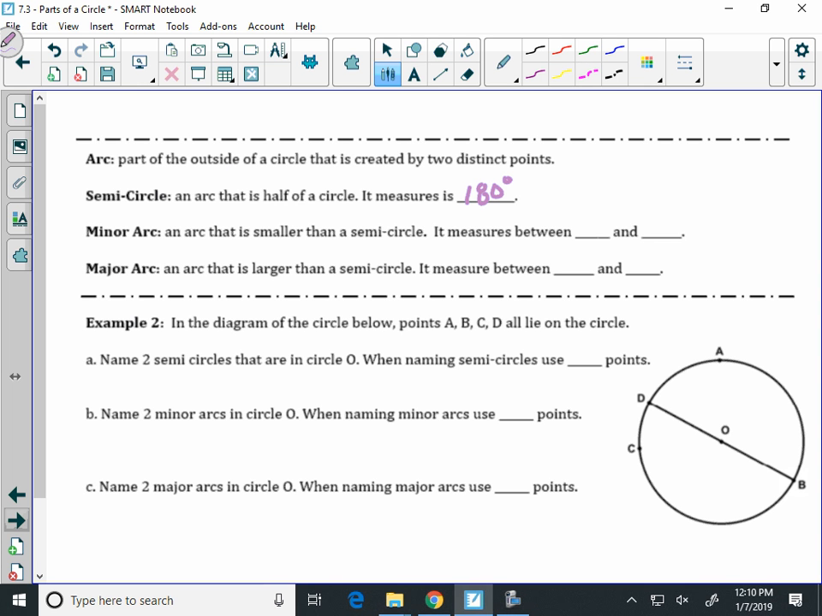The minor arc is an arc that's smaller than a semicircle. So if it's smaller than a semicircle, that means its measure has to be between 0 and 180 degrees. It can't be 0, because then it would be nothing, and it can't be negative, so it's between 0 and 180. A major arc is larger than a semicircle, so that means its measure is between 180 and 360. We can't go over 360 because it's a circle.